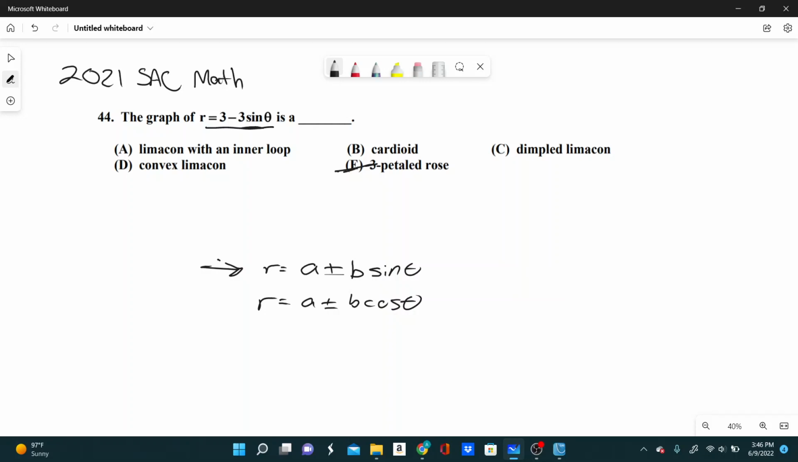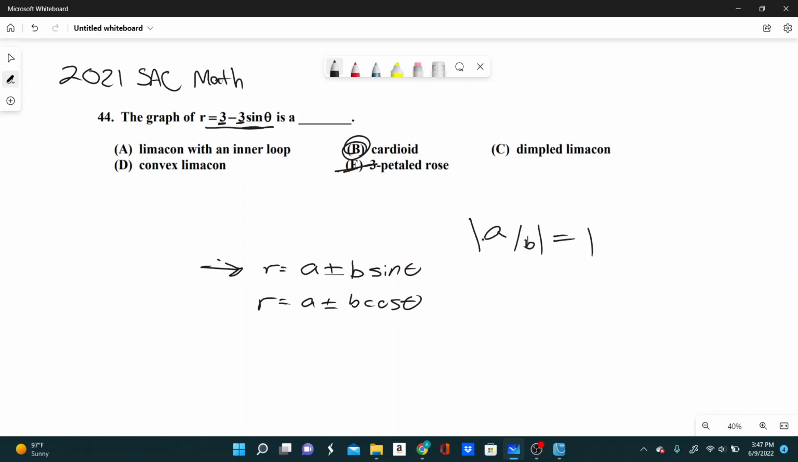So, the way that you know between these four is you have to think about the ratio between your constant and your coefficient. So between a and b, essentially. So if the absolute value of a over b is equal to 1, like it is here, then you know it has to be a cardioid. And that's just the definition. So, looks like it's going to be B.